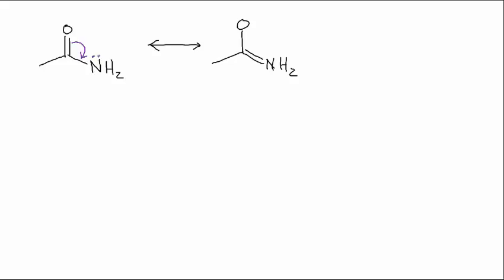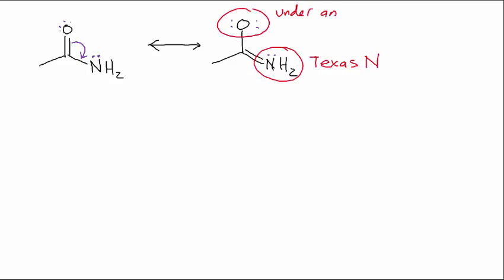So, if you have nitrogen over here, if we draw in the lone pairs here, what we would end up with is nitrogen with 4 bonds and a lone pair. So that would be a Texas nitrogen. We end up with oxygen with 2 bonds and a lone pair, 2 lone pairs and a bond. That is under an octet. Both of those are things that should never, ever be found, right? So this has Texas nitrogen. This is under an octet. So this is bad, bad, bad, all right? Don't do this.